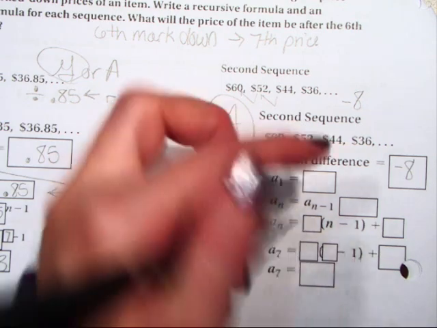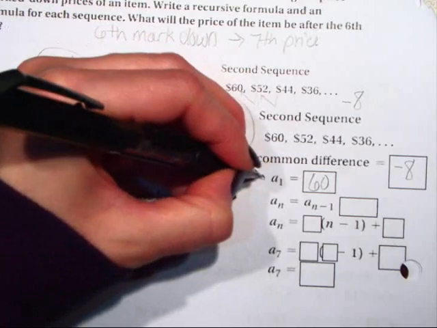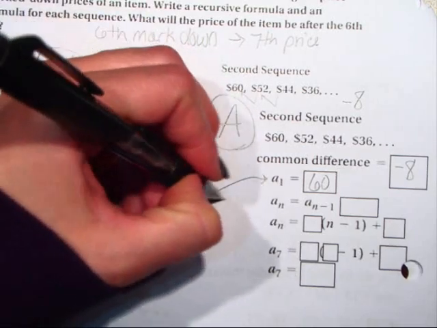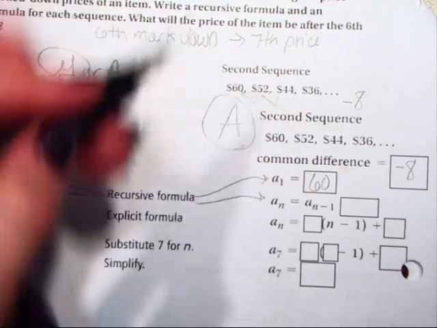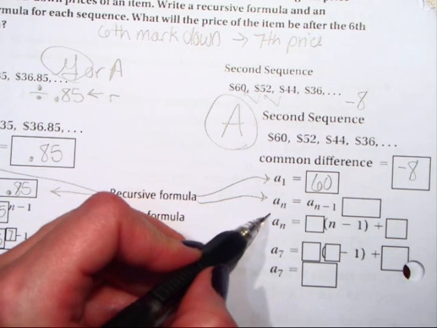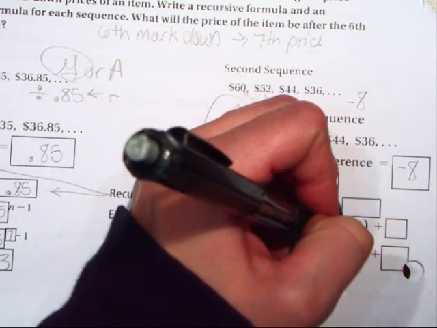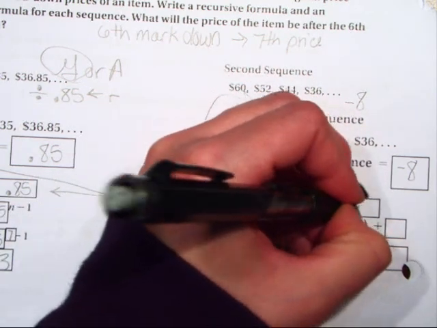So the first spot, again, is 60. That defines part of the recursive formula. The rest of the recursive formula says you take the one that you want, and to get the one you want, you need to take the one before it, and then you need to minus an 8.